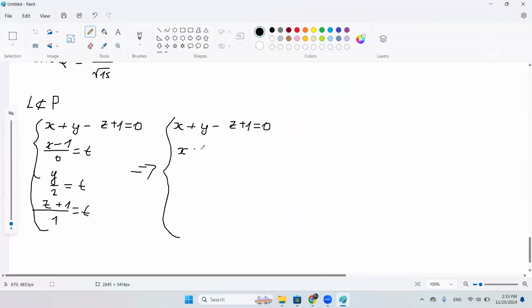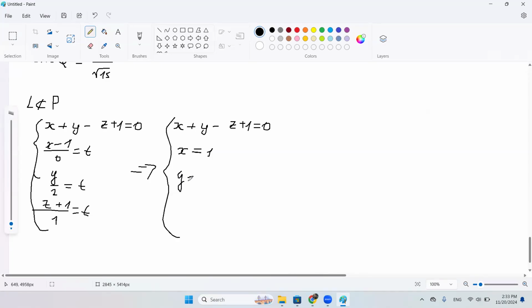So x equals 1, so it is always constant. It means that each point on the plane L has x coordinate as 1. So that's just what this 0 means. We don't divide by 0. It means just that the coordinate is constant.